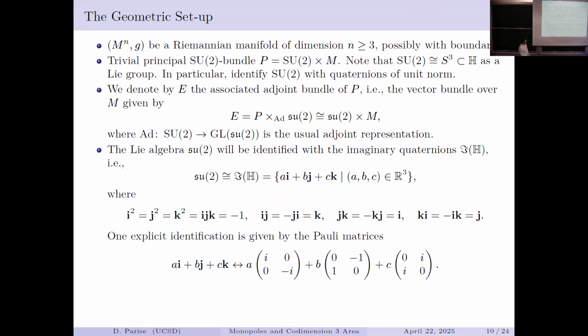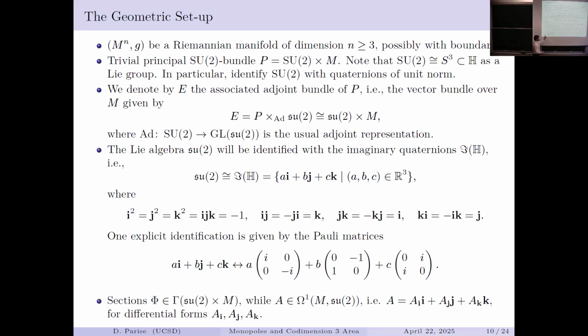And if you want a very precise correspondence, it is the following one. If you give yourself an imaginary quaternion, then you can translate it back to matrices using these Pauli matrices. In particular, the sections phi that we'll consider will just be sections of this associated adjoint bundle. So they will be locally with values in su2 matrices or locally with values in imaginary quaternions. And Lie algebra valued differential one forms will just be elements of the following type. So they will just be vector valued differential forms, where a_i, a_j, and a_k are just real valued differential forms. So these su2 valued differential forms are simply a triple of real valued differential forms with the basis i, j and k satisfying certain properties that you can see listed here. So this is the geometric setup.